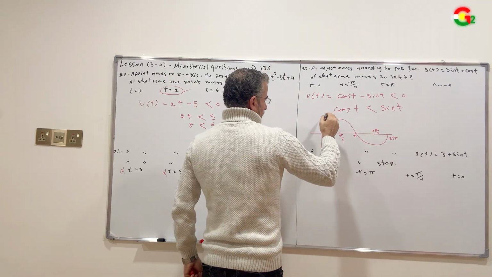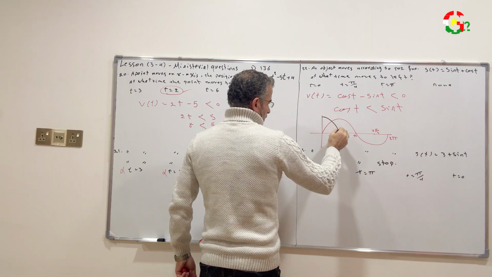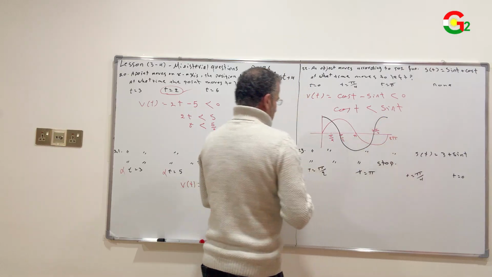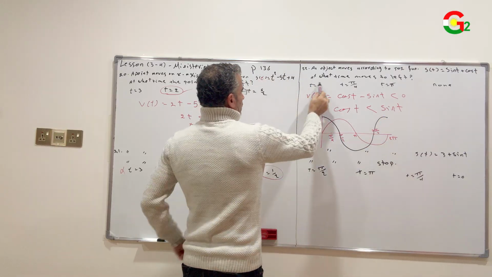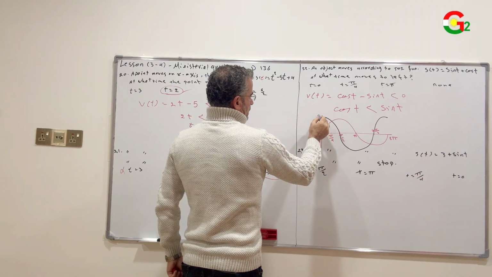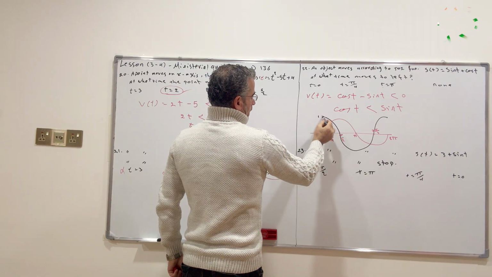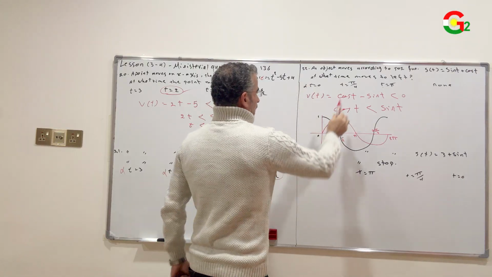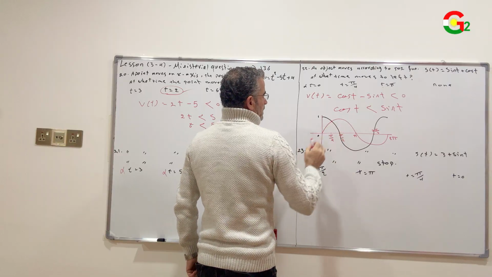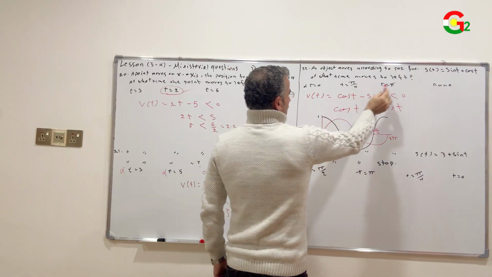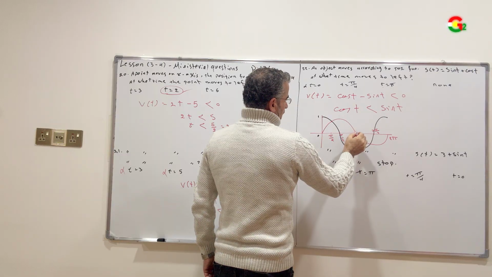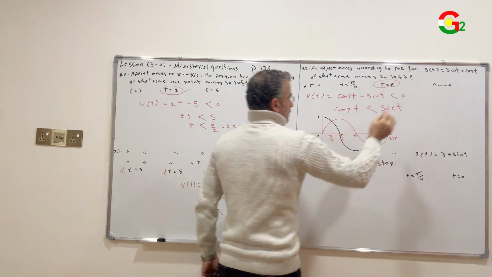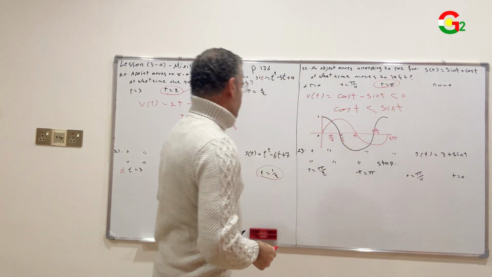And the graph of cosine is like this. At 0, cosine is greater than sine. The value of cosine is greater than sine. So this choice is wrong. At pi over 4, the value of sine is equal to the value of cosine. At pi, the value of sine is greater than the value of cosine. So this is the right choice, C.